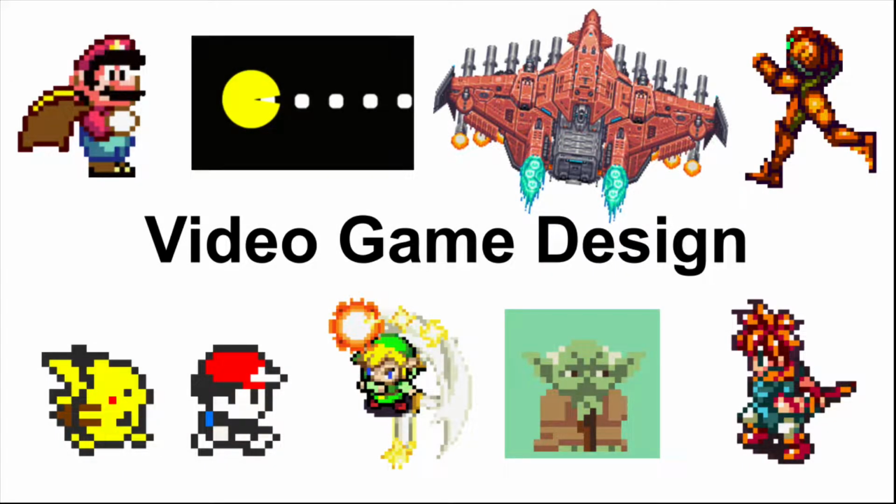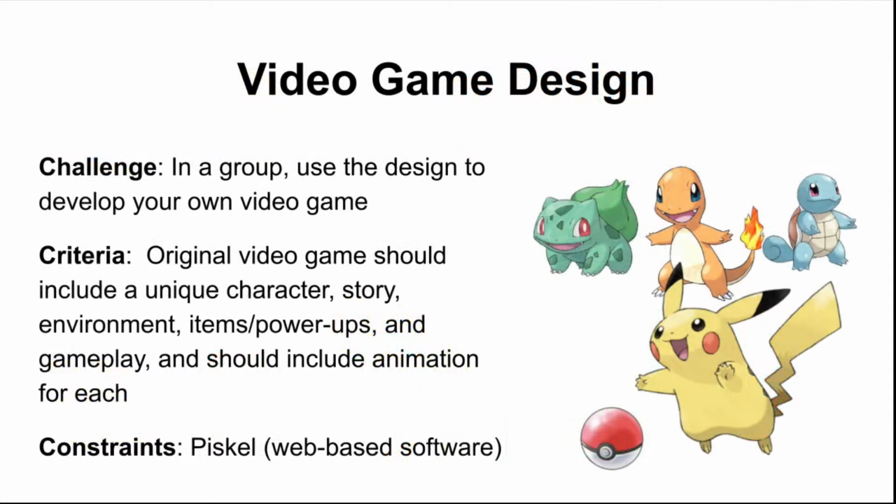What we're going to be doing today is reviewing briefly content from last time and then talking about what you'll be doing today. Last time we talked about the challenge, criteria, and constraints of the Video Game Design Challenge. It's your job to create an original video game that includes a character, an environment, items and power-ups, a gameplay screen, and all of these things should be in animation. You'll be using the web-based software Piskel to create your project.